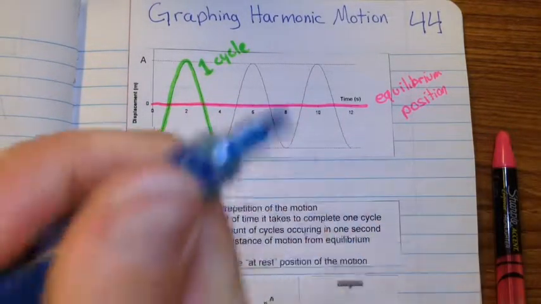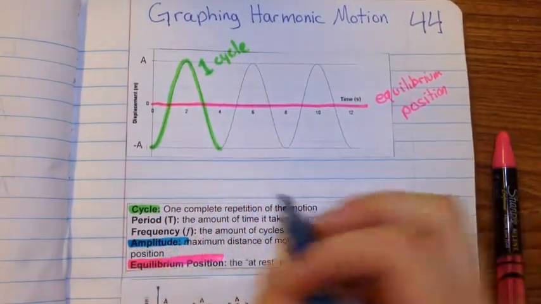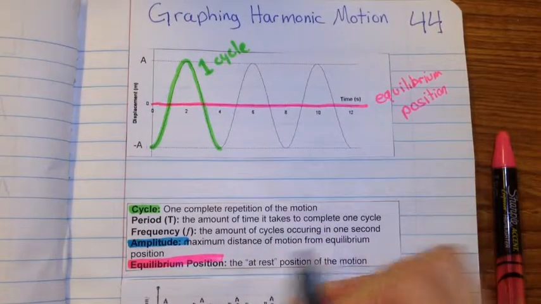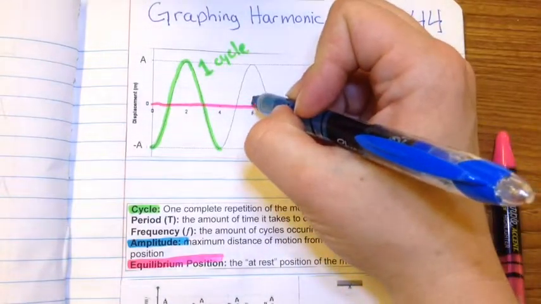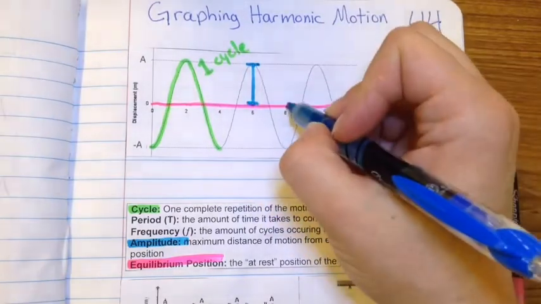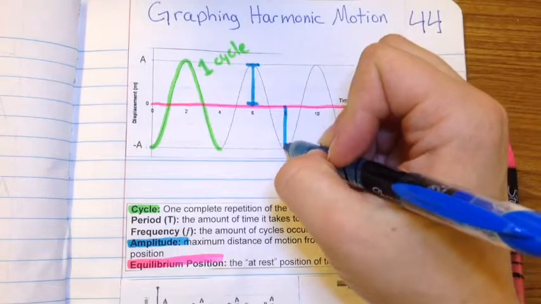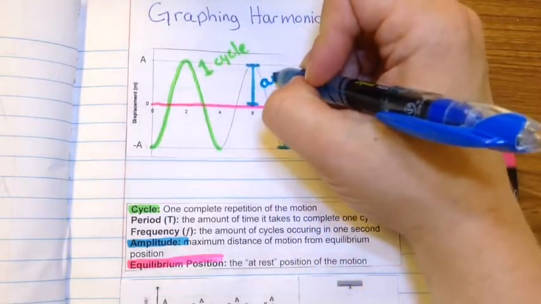Next word we're going to review is amplitude. Amplitude is the maximum distance of motion from the equilibrium position. So starting at the equilibrium position to the maximum right there, or starting at the equilibrium position to the maximum in that direction, that is the amplitude.